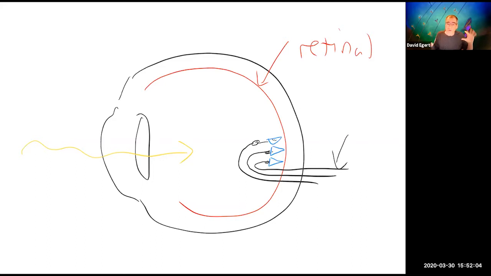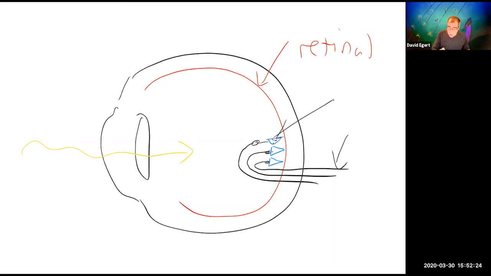So that gives you this real nice spatial resolution, but it means you've got to put a lot more input into this cone to get a big enough signal to actually trigger the process, which is why the cones need brighter lights to have a response.